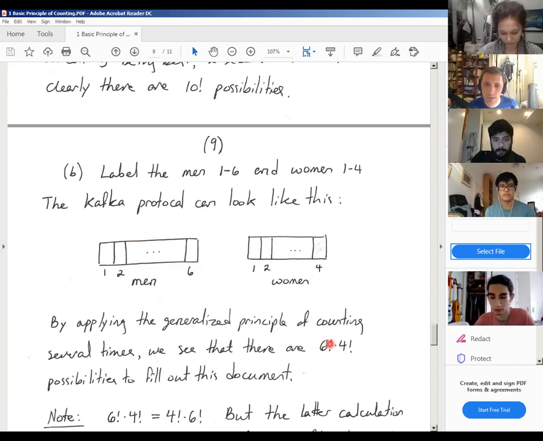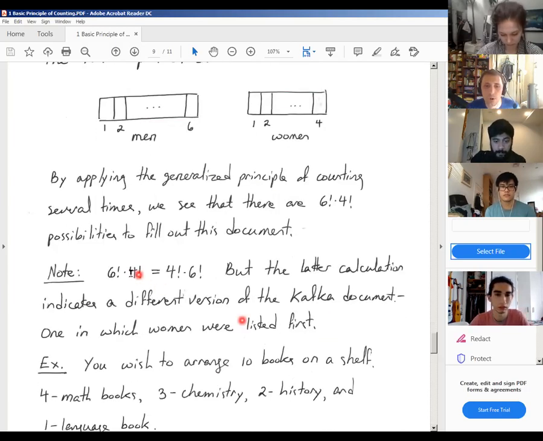There are many. 6 factorial is already a huge number. Multiplied by 4 factorial, it's big. By the way, a small note to make. You see, obviously 6 factorial times 4 factorial is equal to 4 factorial times 6 factorial. But perhaps what this means is that the person that was doing this calculation had a different document from the person that was doing this calculation.